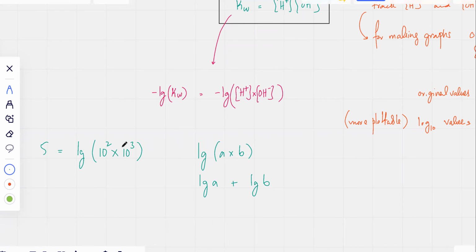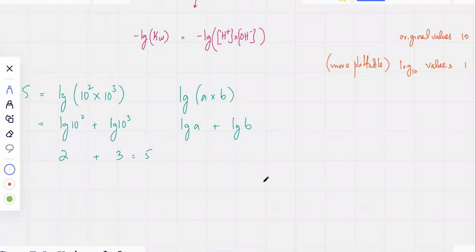Expressing this thing in the powers of 10 would give you 10 power 5, and that's going to be your answer. So the same thing could be written as log of 10 power 2 plus log of 10 power 3. Log of 10 power 2 is going to give you 2. Log of 10 power 3 is going to give you 3. So that is also 5. This is a property of log. If two things are getting multiplied, you can simply add them up. Is that clear?